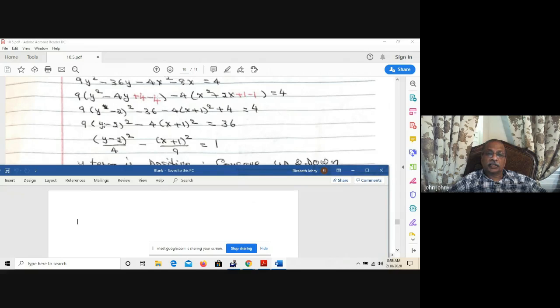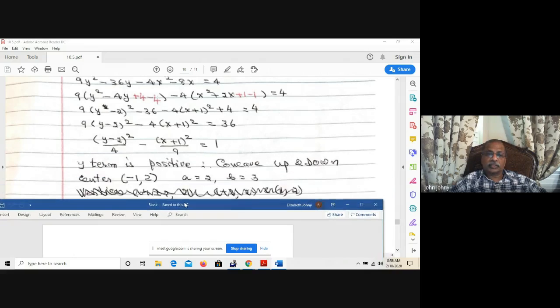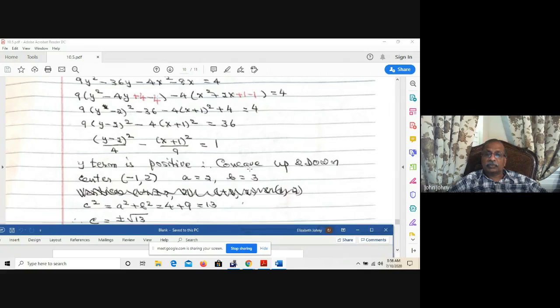You get (y − 2)²/4 − (x + 1)²/9 = 1. The y term is positive and the x term is negative, so it is a hyperbola whose axis is the y-axis. The y term is positive, so it is concave up and down, meaning the axis is the y-axis. The center: h is −1, and k is the opposite of −2. So the center is (−1, 2).